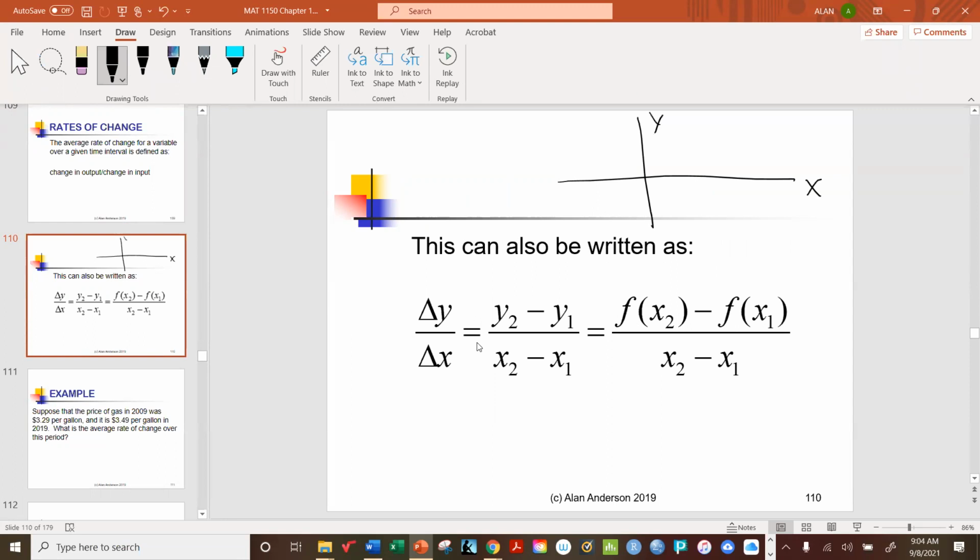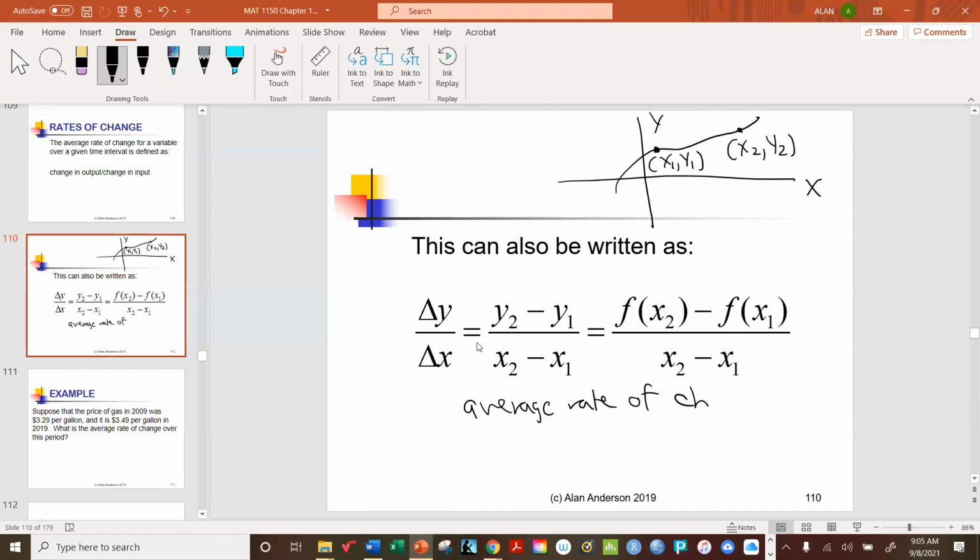For example, let's say that this is our function. We don't know what it is, but here's the point x1, y1, and here's the point x2, y2. And so the change there in y, delta y, is the difference between y2 and y1, or we can rewrite that as f of x2 minus f of x1, all divided by x2 minus x1. So this is what we mean. This is going to be defined as the average rate of change.